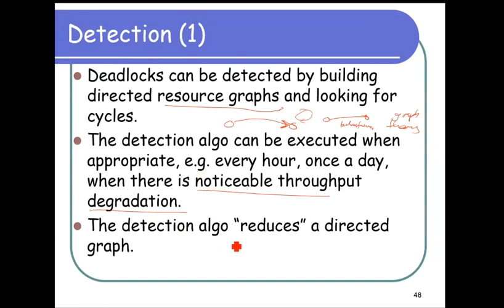Okay, the detection algorithm reduces a directed graph. If you reduce a directed graph, it means that more resources will become free. Or you detect this, so you do something so you can free the allocation. You can deallocate. You can free the resources quickly or in the most effective manner.